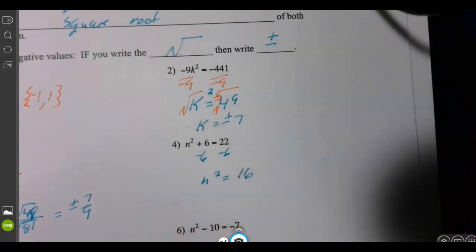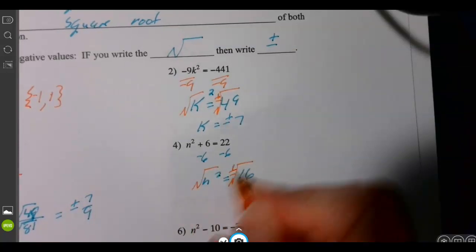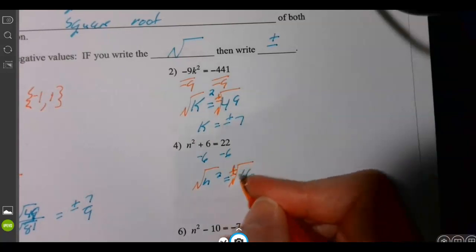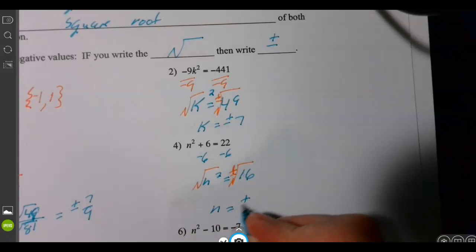That's 16. Okay, finish that. Go. So hopefully you took the square root of both sides, and when we draw the radical on, if it is not there beforehand, we have to put a plus or a minus. So we get n is equal to plus or minus 4.